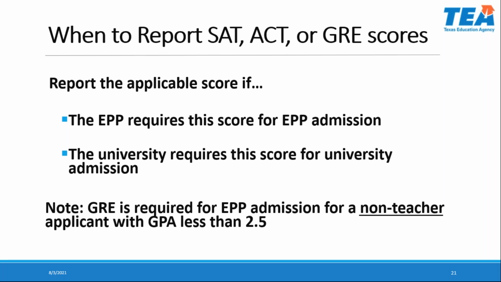As I said earlier, each year we receive questions about whether or not to report SAT, ACT, or GRE scores. The rule requires that if your entity collects them, you must report them. If you are a university-based EPP and your university requires any of these scores for admission into the university, then your EPP must report them as admission data for your candidates.